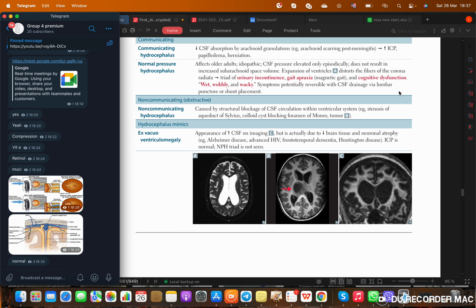The interesting thing is that all of these symptoms are because of compression. So if I clear up the CSF and decrease the pressure from this chamber, that will reduce the compression of the corona radiata. So do you think the symptoms will go away or will stay?